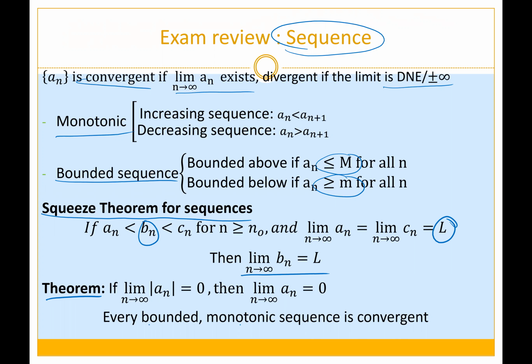And then every bounded monotonic sequence is convergent. So there's another way that we can prove that a sequence is convergent. If you can prove that it is bounded, both above and below, and that it's a monotonic sequence, it has to be only increasing or only decreasing to be a monotonic sequence.